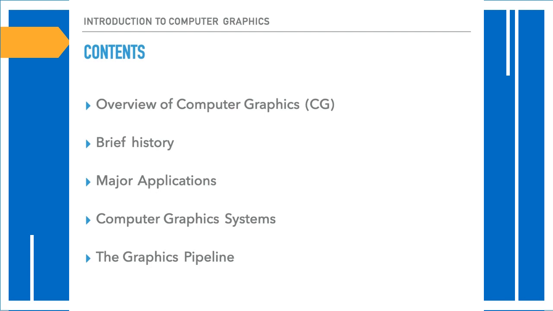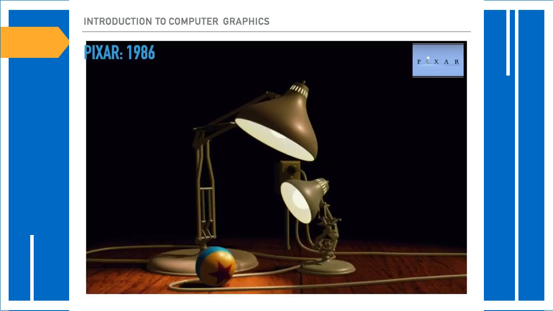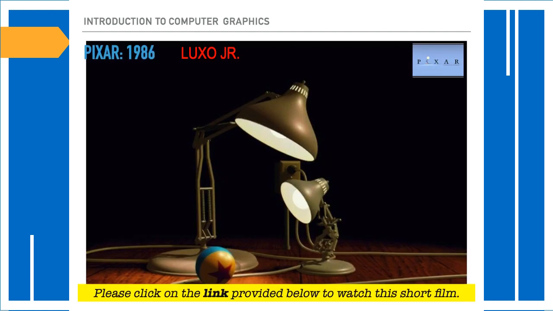In order to give you an overview of computer graphics, I would like to present you Luxo Jr., which is a 1986 American computer animated short film produced by Pixar and directed by John Lasseter. Now, this is the first three-dimensional computer animated film to be nominated for an Academy Award, in addition to winning some 20 awards at international film festivals.